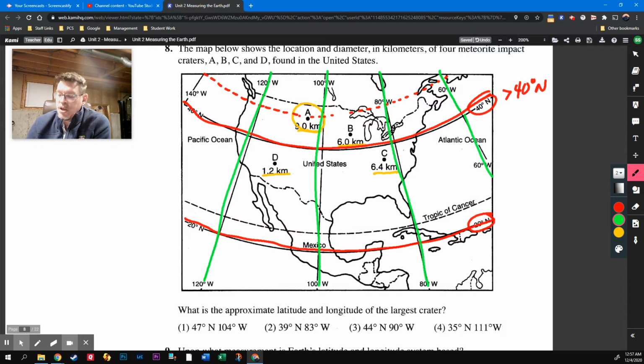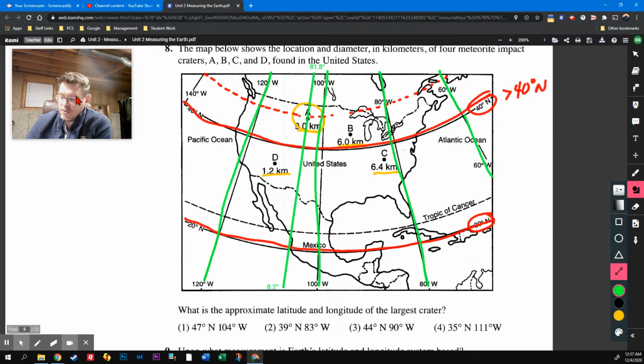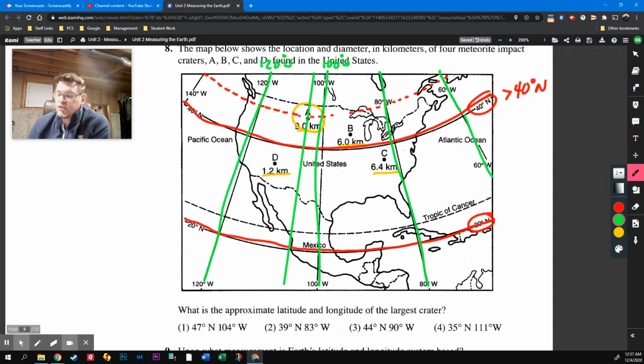Okay, so point A is located on a meridian. Let me actually draw in that meridian. So point A is on a meridian that's looking about something like that. And so it's in between the 100 west and the 120 west meridians. So now I have to make an inference of what it needs to be. So this is in between those lines. So my inference would be it has to be between, but not equal to, 100 and 120.